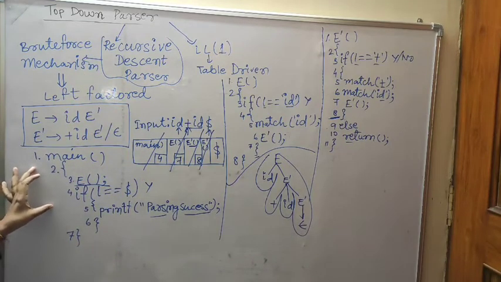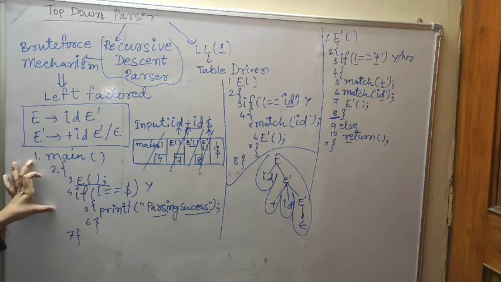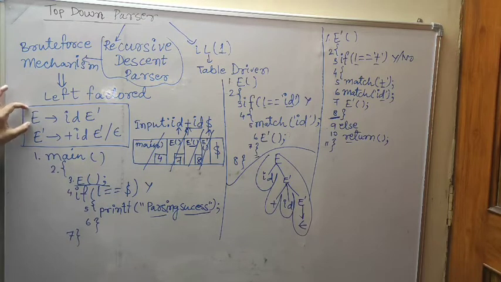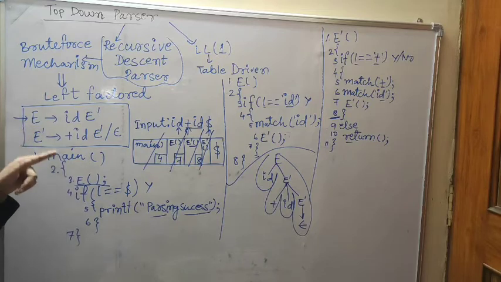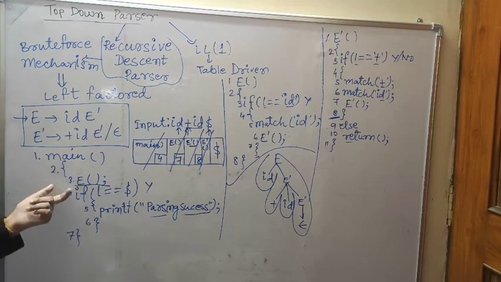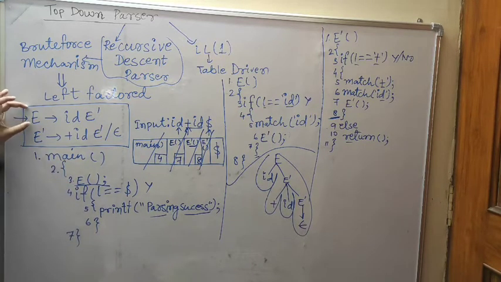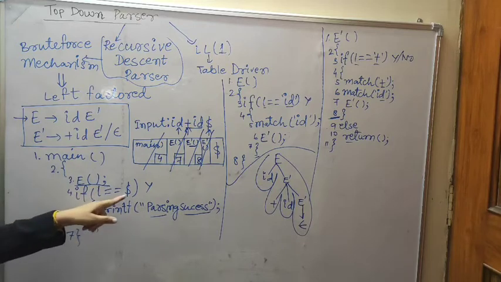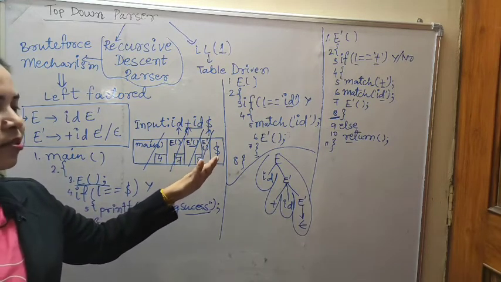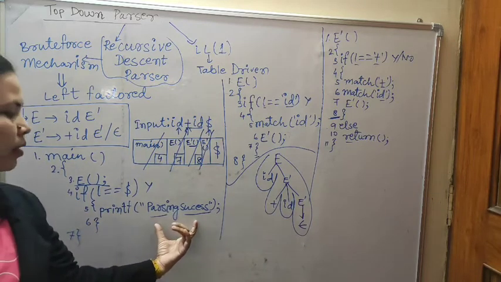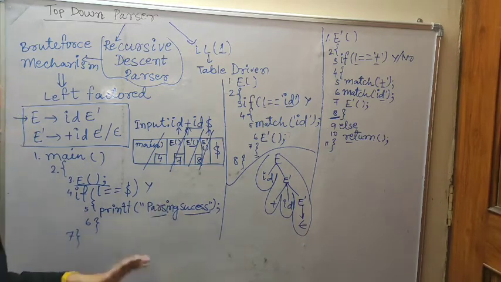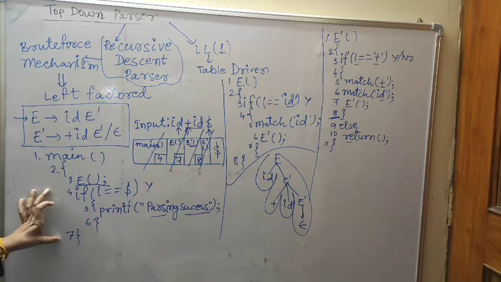Okay, so again, for a quick revision. First we will write the main function. How will we write the main function? Write the main, and then whatever starting symbol has been given, that one will call the E function, and then look ahead is always dollar because the last symbol is dollar, that is why look ahead equal to dollar, then parsing success. Here you can write anything, that is close the main function.